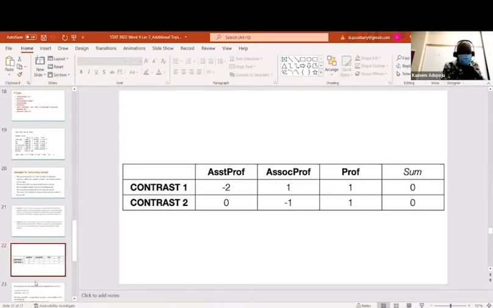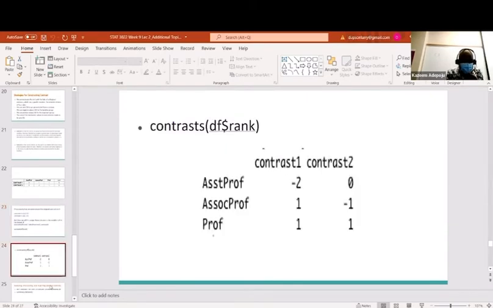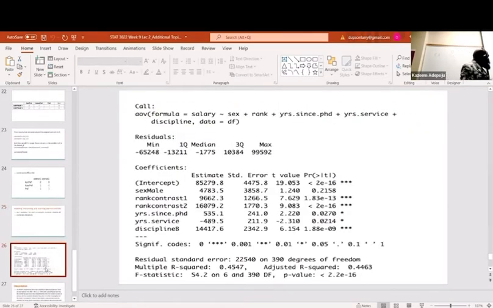Now, this is the coding in R. Contrast 1: -2, 1, 1. Contrast 2: 0, -1, 1. Look at that. Then this is the coding. And at the end of the day, we basically want to see results. Now, come and see now.